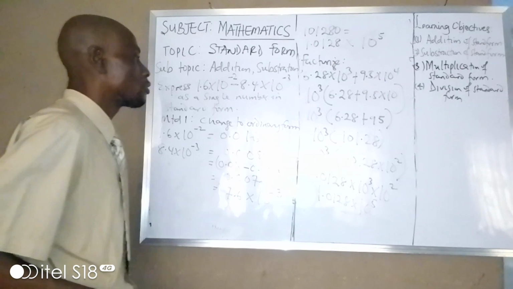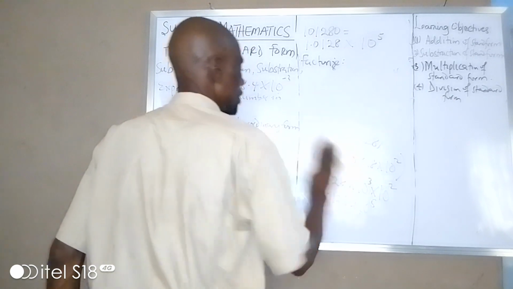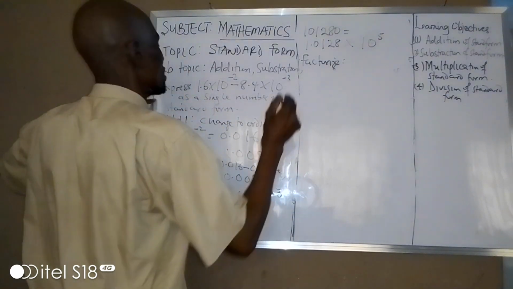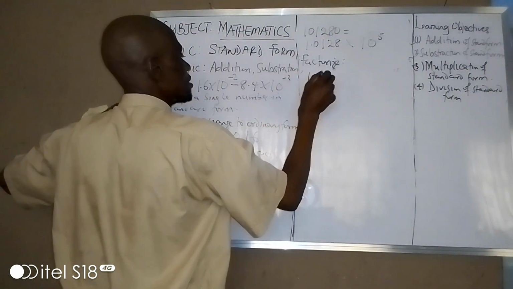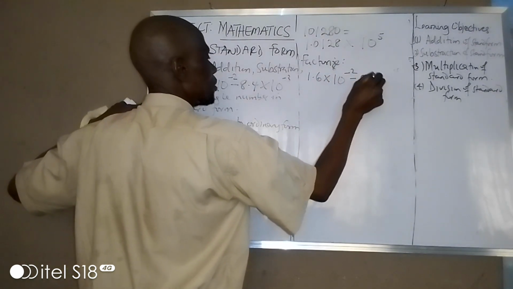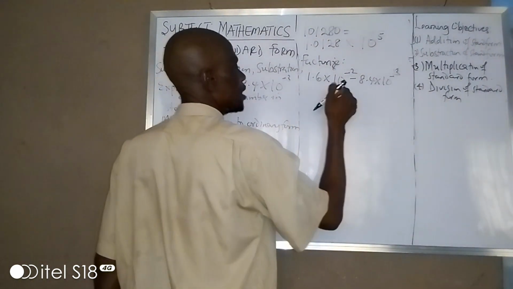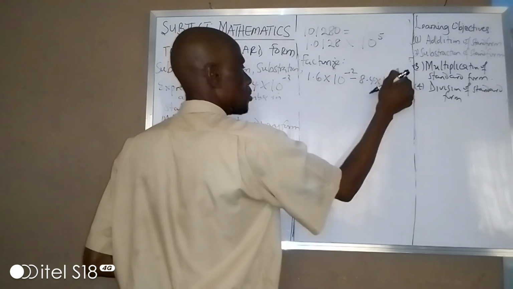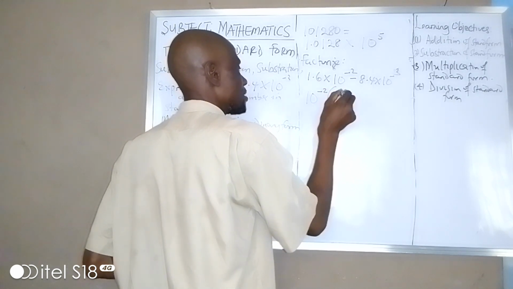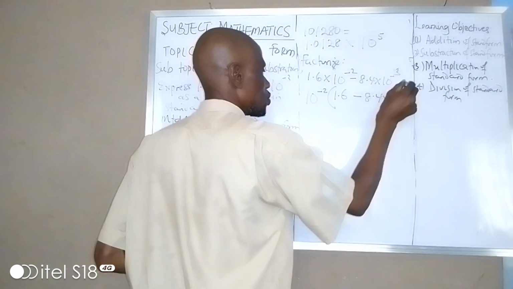Let us look at when you want to factorize. The factorizing method now. You have seen using ordinary form, what about factorizing? The question still remains 1.6 times 10 to the power minus 2 minus 8.4 times 10 to the power minus 3. I want to factorize. What is common there? The power that is common is 10 to the power minus 2. So 10 to the power minus 2, bracket 1.6 minus 8.4 times 10 to the power minus 1.